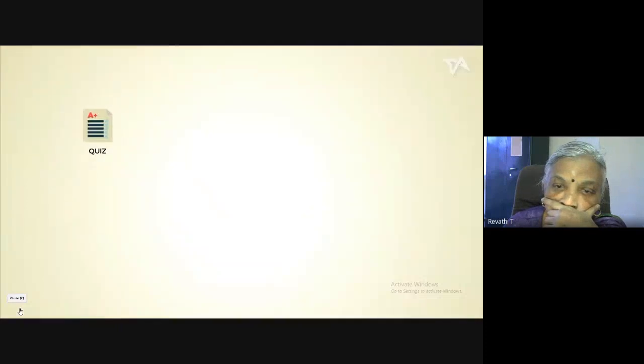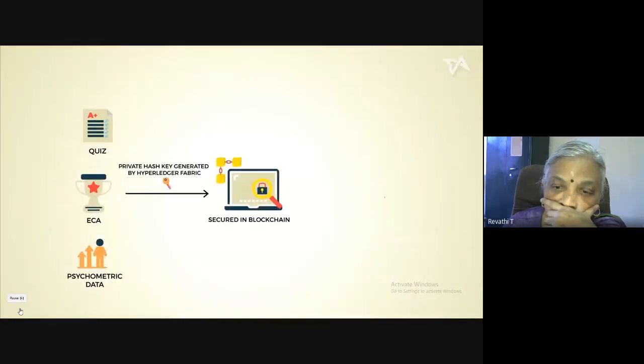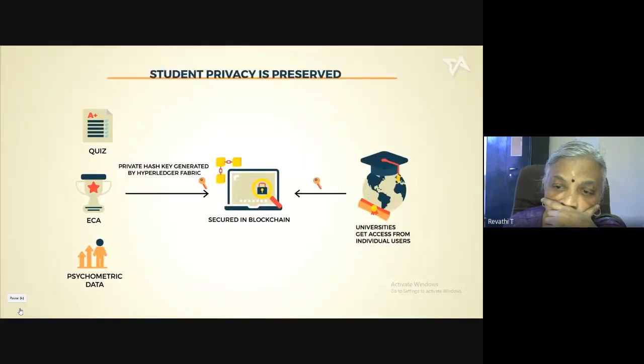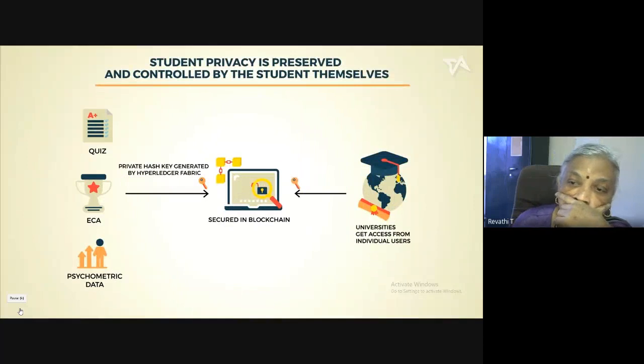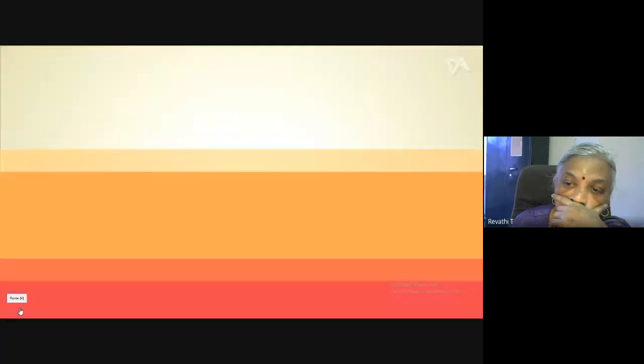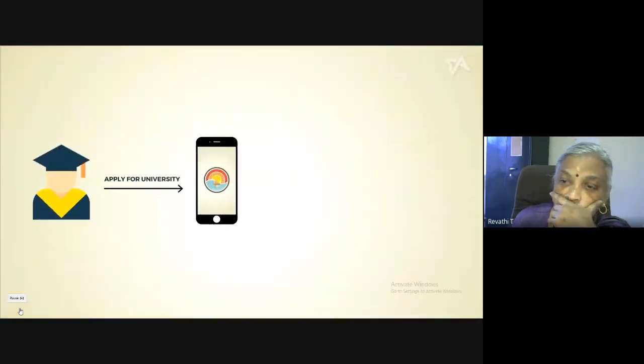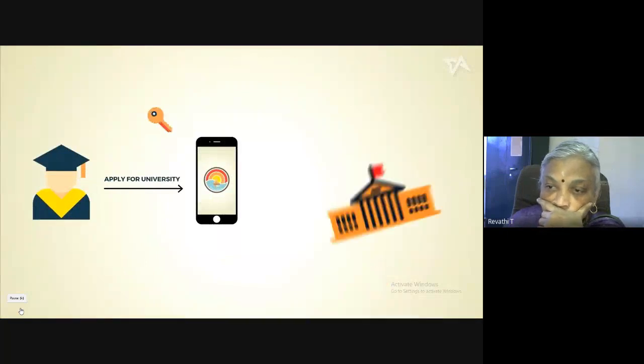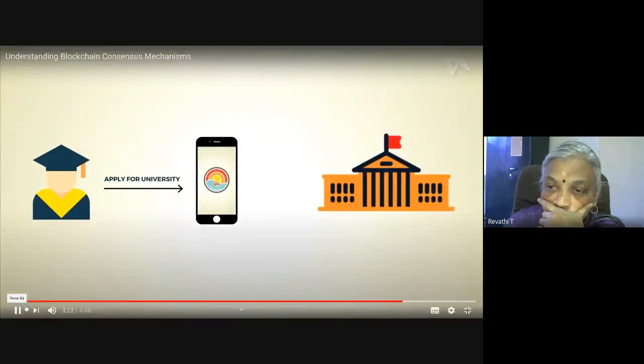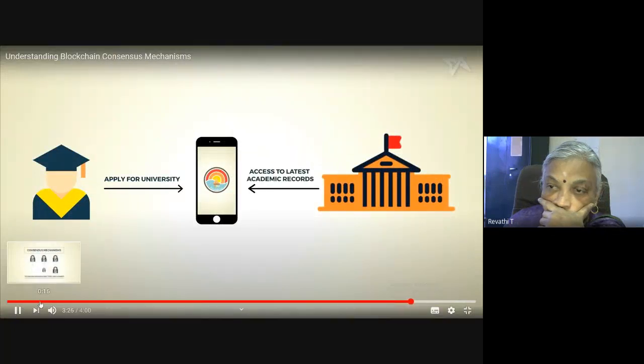With Hyperledger Fabric, each student record is secured with a private hash key owned by the student. The data can only be accessed when the students provide the unique key. This means student privacy is preserved and controlled by the student themselves. For example, when students apply to university via OPET's platform, they will provide the unique key of their records to the university. With that, the university will be able to access their latest academic records.